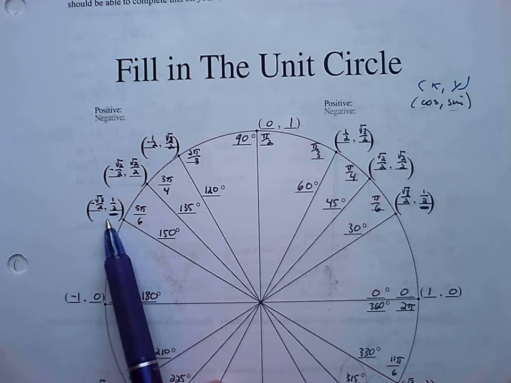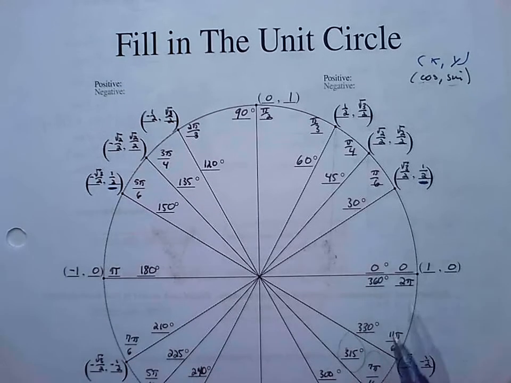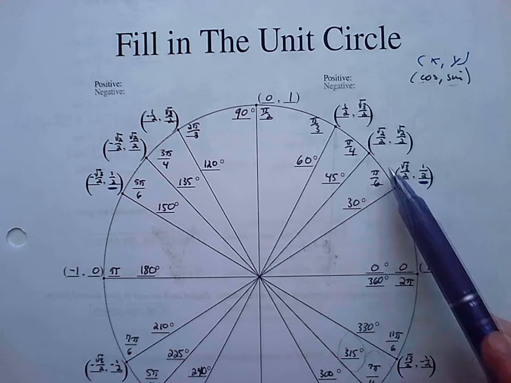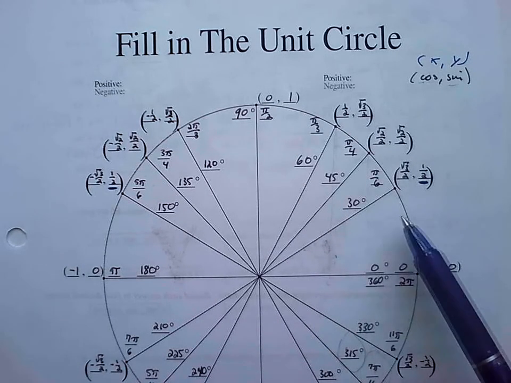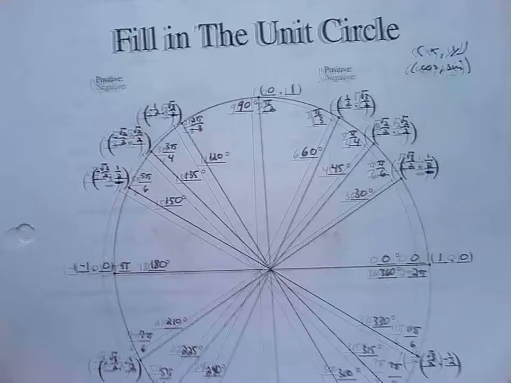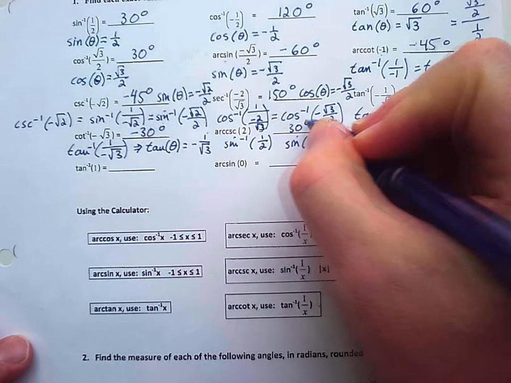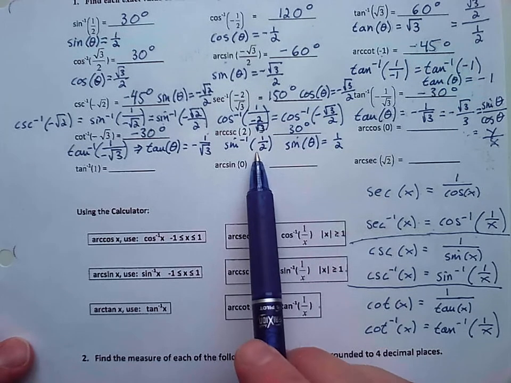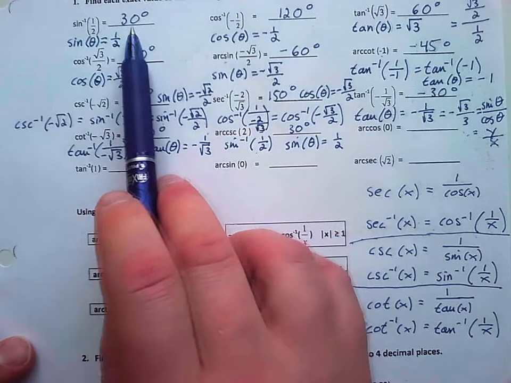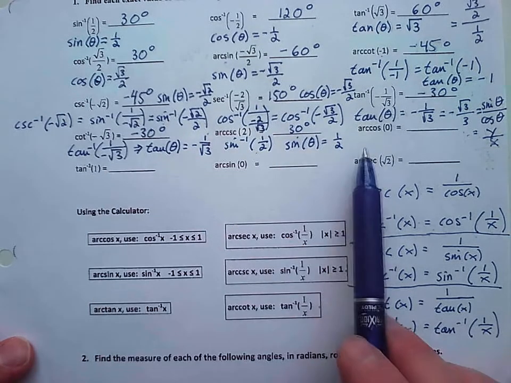But again, for the arc sine, we need to be between negative pi divided by 2 and pi divided by 2. So from negative 90 degrees to 90 degrees. So again, the only angle that's going to work here is going to be 30 degrees. I'm hoping that this problem right here also has struck you as being familiar, because we did that as our very first problem up here.